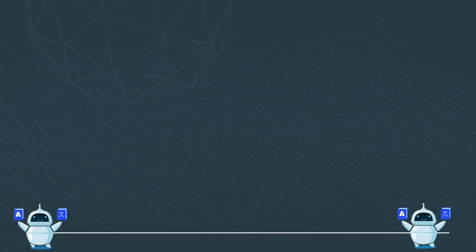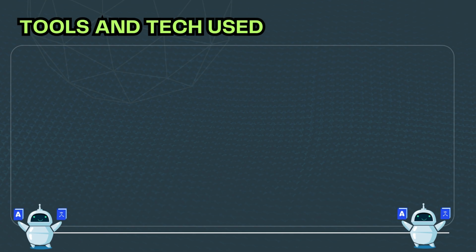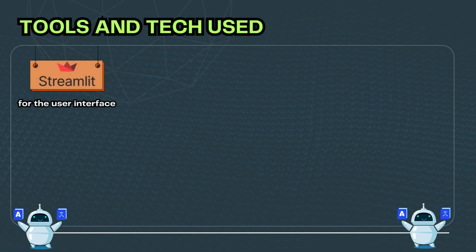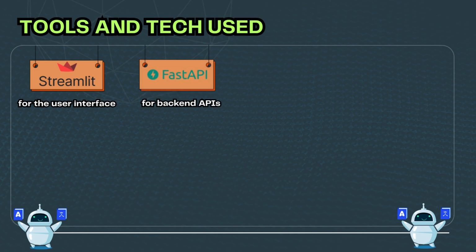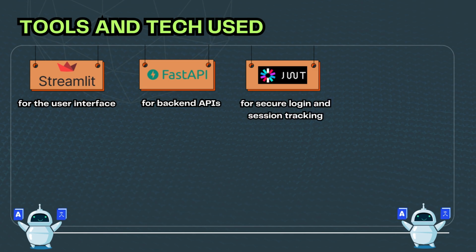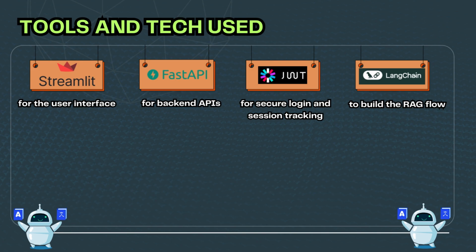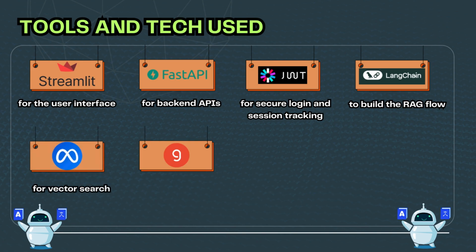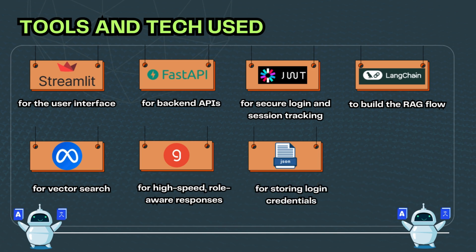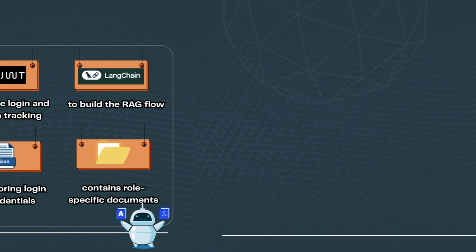Next, we have tools and tech used. Firstly, Streamlit, which I have used for the user interface. Next, FastAPI for backend APIs. Then JWT tokens for secure login and session tracking. Then LangChain to build the RAG flow. And FAISS for vector search. Groq LLM for high-speed role-aware responses, users.json for storing login credentials, and a resources folder containing role-specific documents.